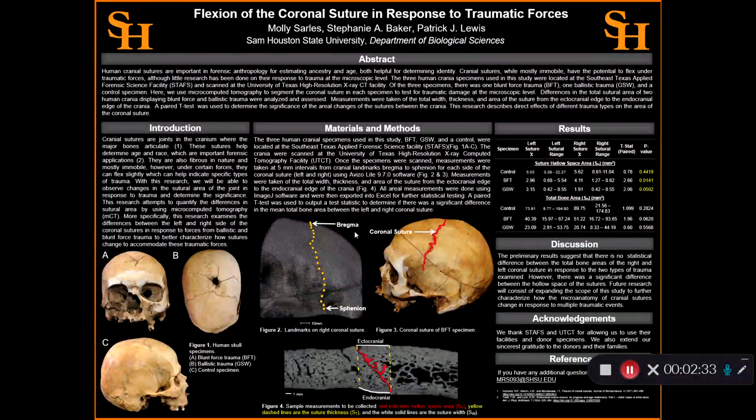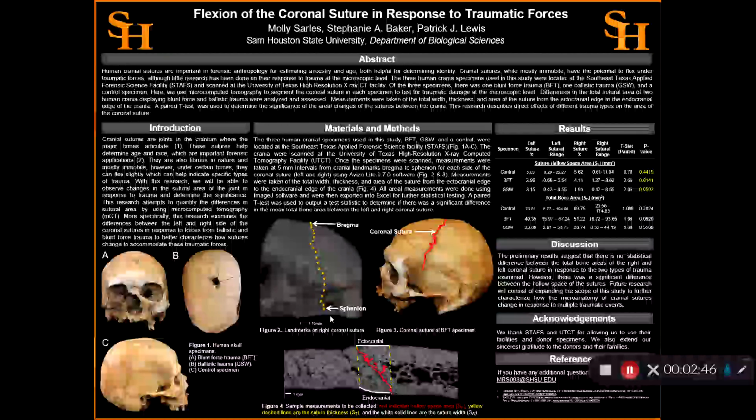In figure 2, we used Viso software to segment out the suture and create these landmarks. These landmarks are located along the coronal suture from this point here, bregma, which is where the sagittal suture intersects with the coronal suture. So it'll be right here at the top of the skull.